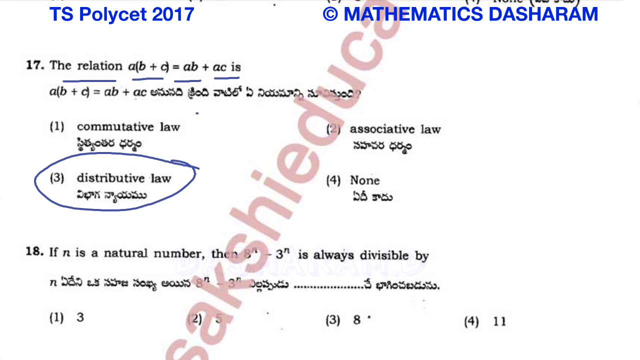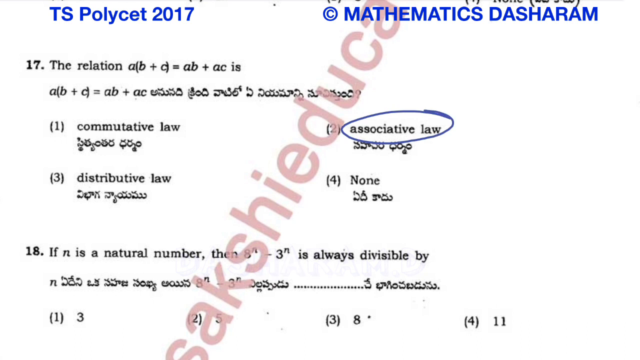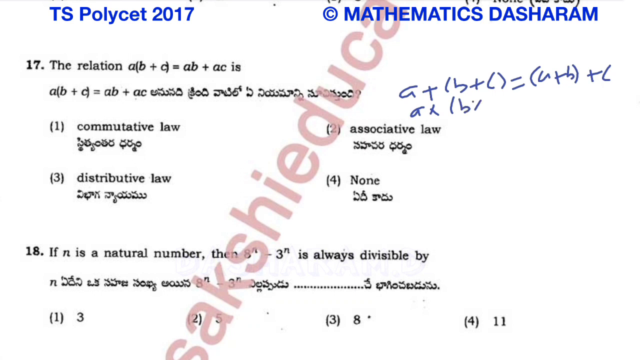Next, the commutative law. Commutative law means a plus b equals b plus a, and a into b equals b into a. Both are commutative properties. Next, the associative law. Associative law means a plus bracket of b plus c equals a plus b plus c, and a into bracket of b into c equals a into b into c. Both are associative properties.